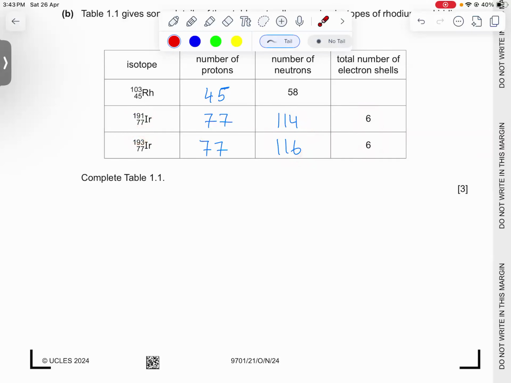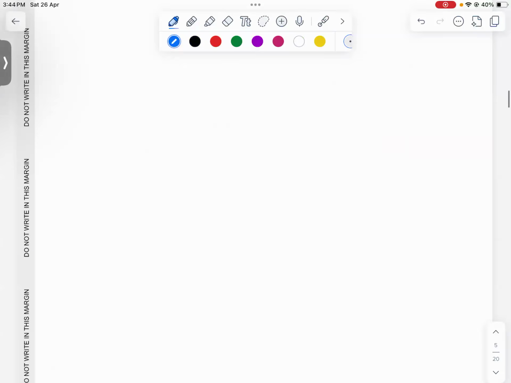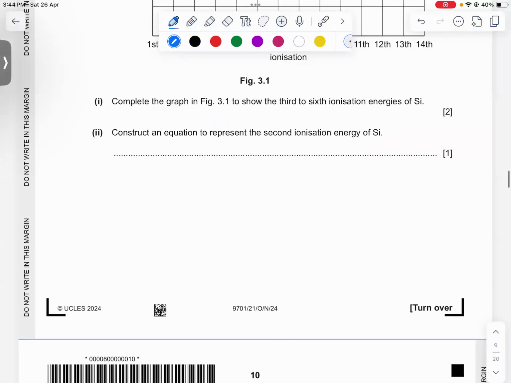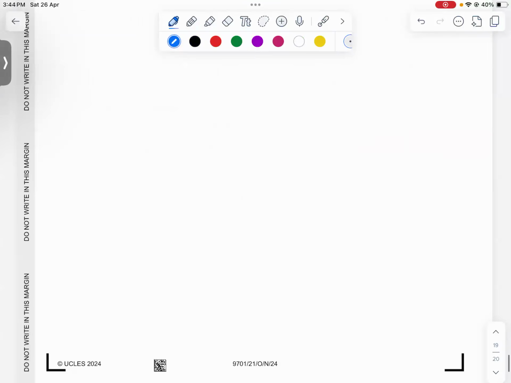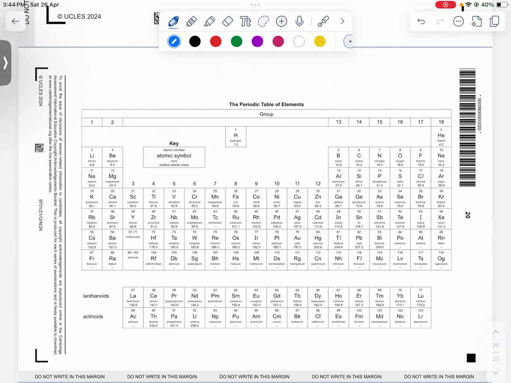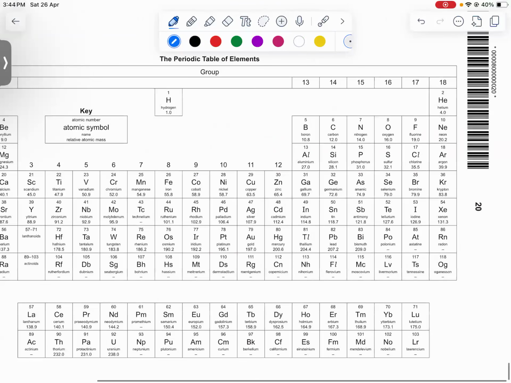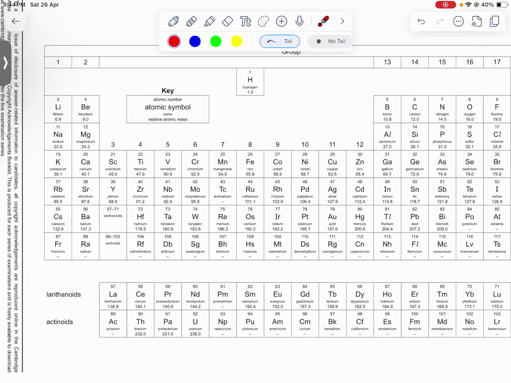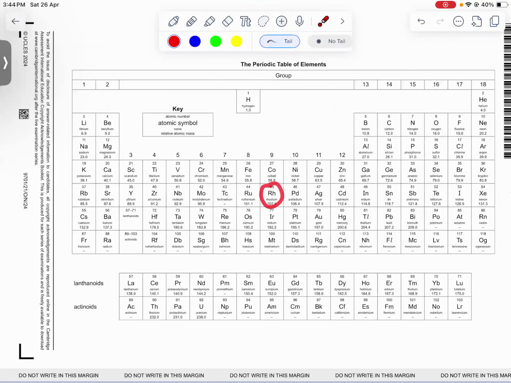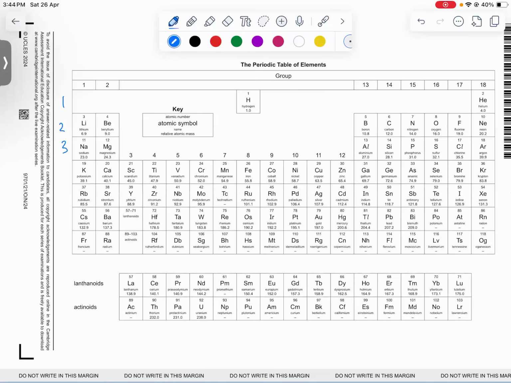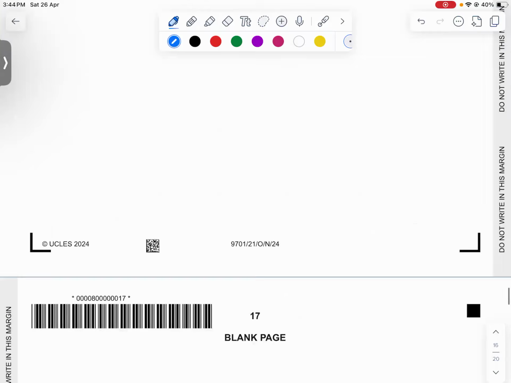Total number of electron shells for these guys, there were six. For total number of electron shells in rhodium, there are multiple ways to do it. What you can do is go down here, keep going down, and look where rhodium is. The symbol of rhodium was, what was the symbol of rhodium? RH, right? Yeah, right here. This is rhodium. Okay. So which period is it in? One, two, three, four, and rhodium is in the fifth period. So total number of shells that it should have are five.